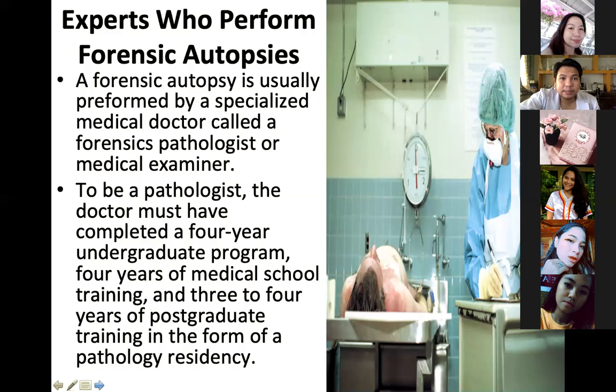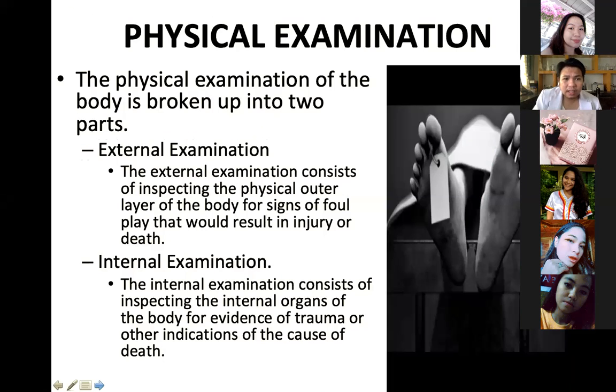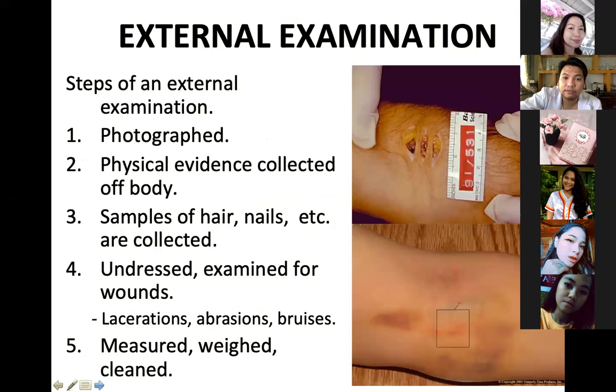Okay? Experts who perform forensic autopsies. So forensic autopsies are usually performed by a specialized medical doctor called the forensic pathologist or a medical examiner. To be a pathologist, the doctor must have a complete 4-year undergraduate program, 4 years of medical school training, and 3 to 4 years of post-grad training sa pathology residency. Okay, the physical examination of the body is broken into 2. So we have external and internal. For external, the outer layer of the body is examined for foul play. And internal naman consists of inspecting the internal organs of the body for evidence of trauma or other indications of cause of death.